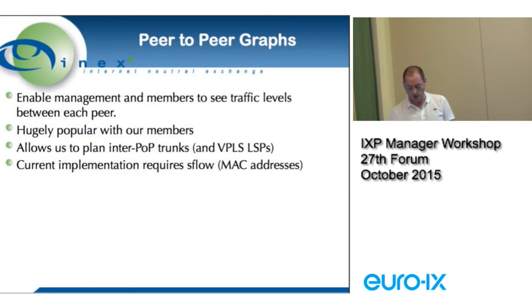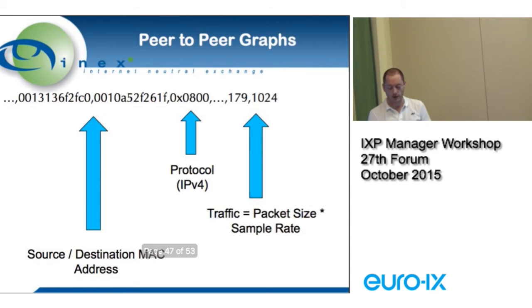Yeah, so the current information, it's sFlow really, because what we need is the MAC addresses. I think NetFlow v9 might support that, but our implementation is sFlow. And you can see the source and destination MAC address comes in that sFlow packet, which is what we need to know who's talking to who, what protocol it is, and then we have the packet size times the sample rate to get an idea of how many bits per second we're talking about.